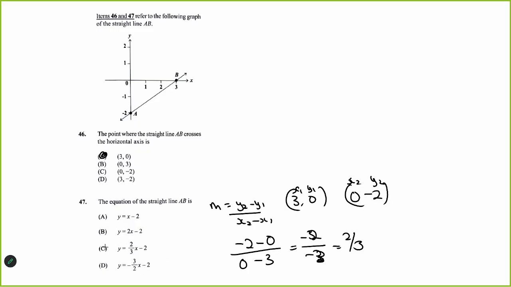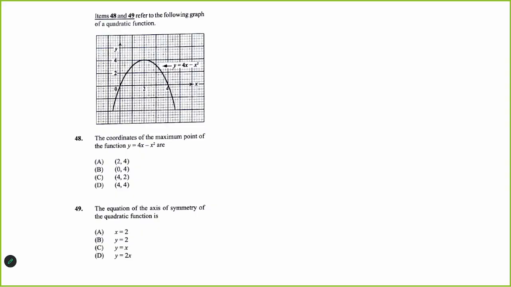The only one where the gradient is 2/3 is C. Right? And also your y-intercept is negative 2. So that is why the answer is C. Y is equals to 2 over 3x minus 2. Let's look at this. Again, they gave you the same thing. Your turning point is x is 2, y is 4. So x is 2, y is 4 will be A.